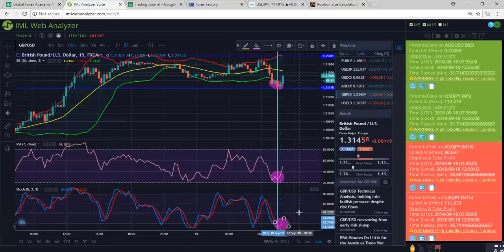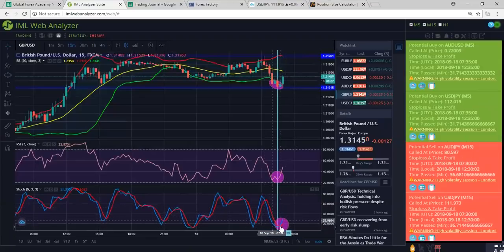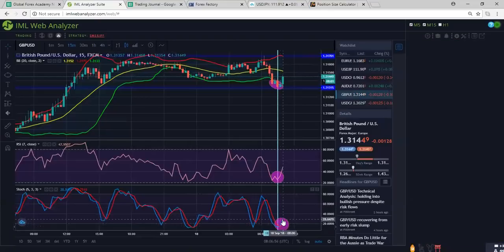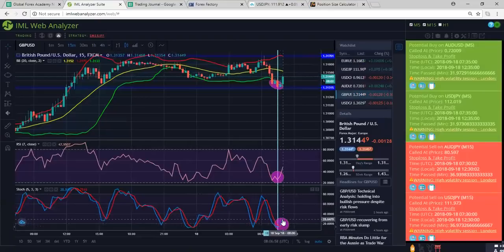Okay, so that's your stochastic, see? So see how your blue signal line comes down below 20, it crosses up and it crosses over the red signal line. I have a video on stochastic on YouTube if you want to know more about the details of that and how it works.